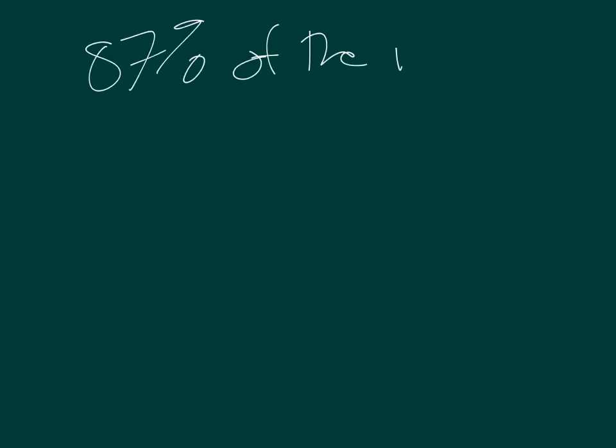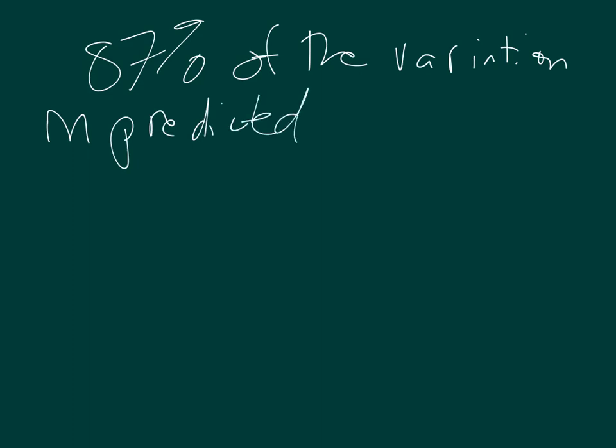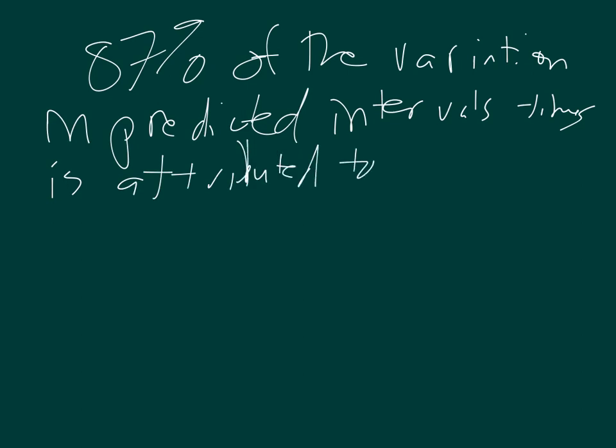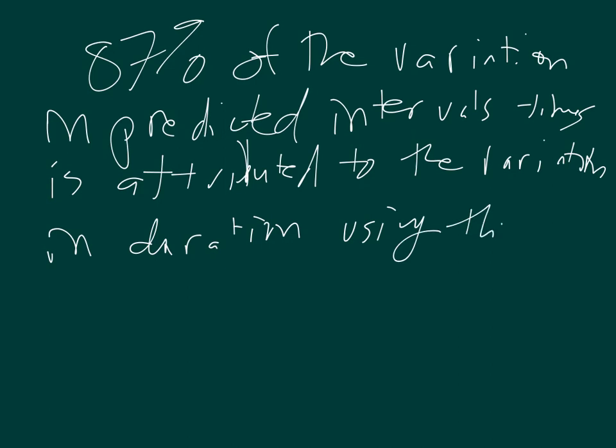87% of the variation in predicted interval times is attributed to the variation in duration using this linear model. Okay, another way to think about it is 13% of the reasons why the interval changes is attributed to or linked back to something other than the duration. All right, so it seems like duration has a pretty good effect, seems to be a good indicator.